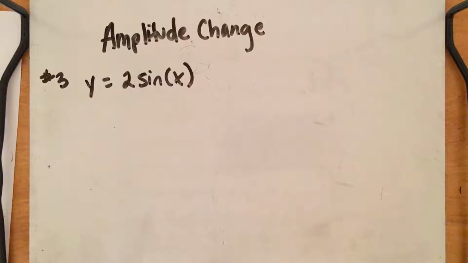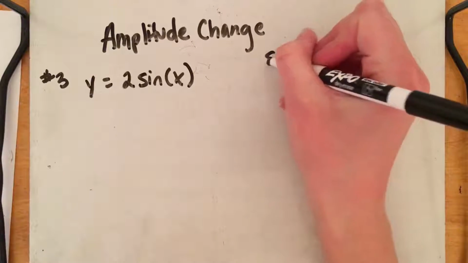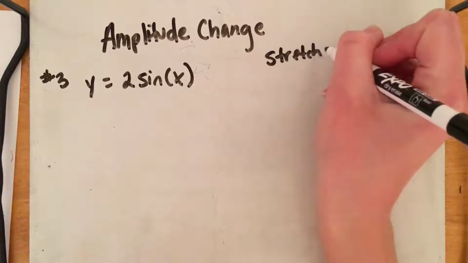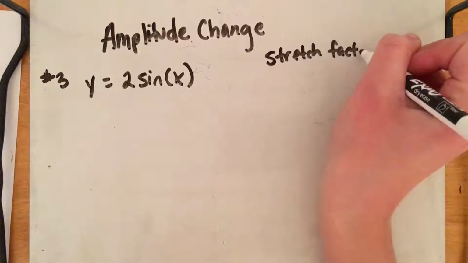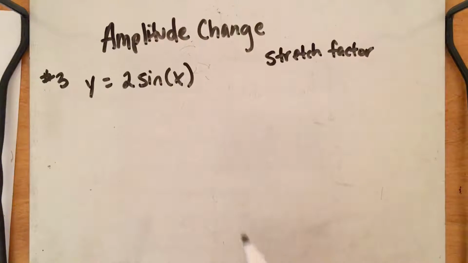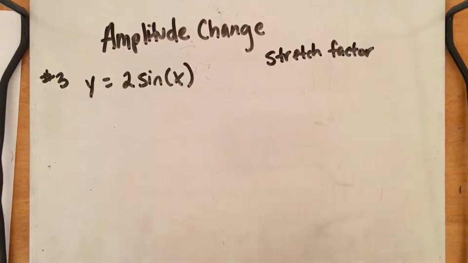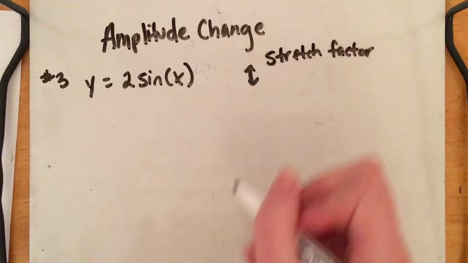All right, this video is showing you how to graph a sine or cosine curve with an amplitude change. So amplitude means it affects the graph the way that a stretch factor did. Okay? So it's going to make the graph stretch vertically, stretch like tall or squish it down smaller. So up or down, squishing stuff.